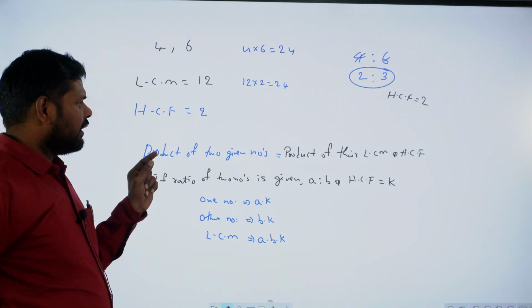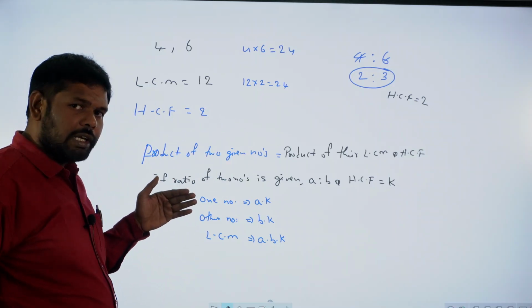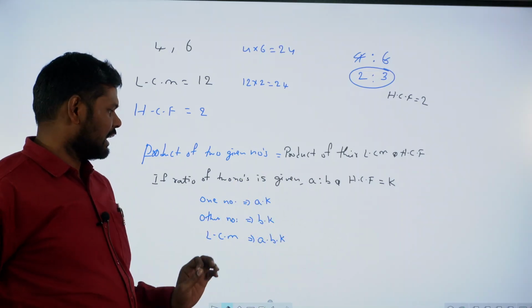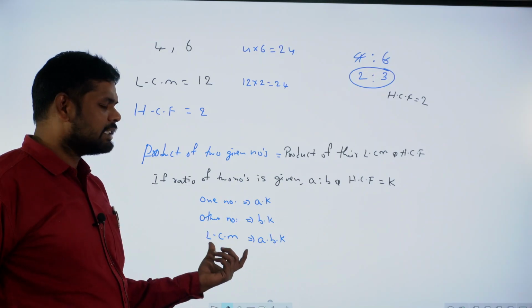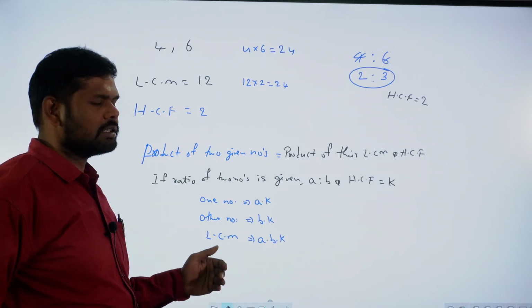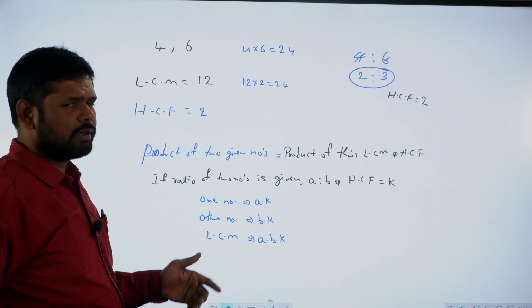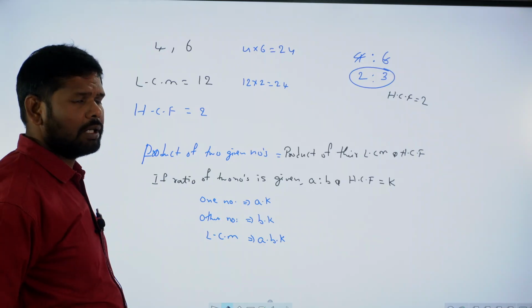The product of any two given numbers is equal to the product of their LCM and HCF. And if the ratio of any two numbers is given as A:B and HCF is given as K, then one number is A into K, the other number is B into K. LCM is nothing but A into B into K. We use this concept to solve some problems, and we apply these conditions for solving problems. So this is also an important concept.